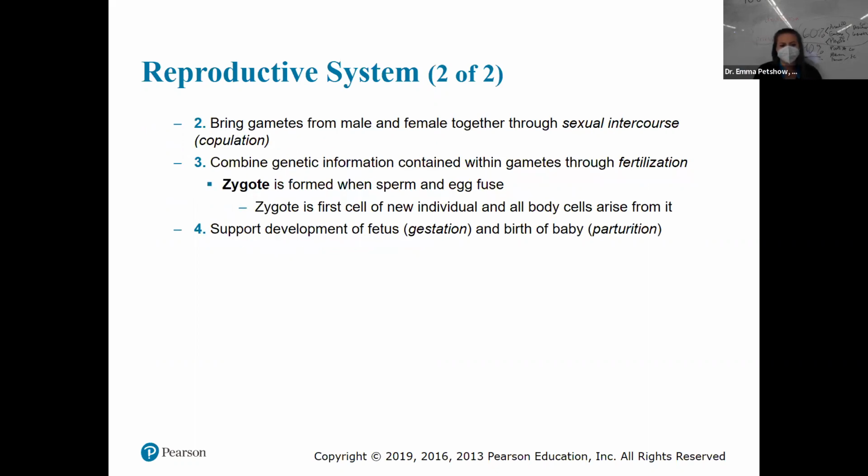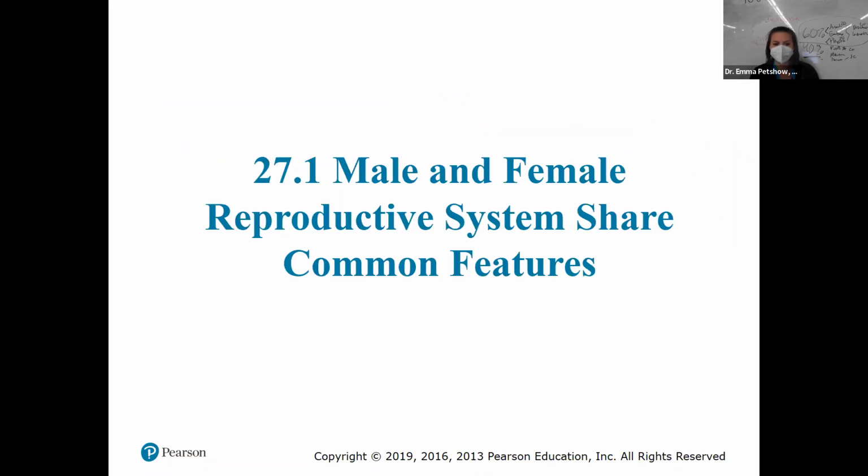Gametes for males and females come together through sexual intercourse or copulation. That's 2 terms they'll use. We combine genetic information then through fertilization, and that's when we get our zygote, when our egg and our sperm fuse. The zygote is that first cell of a new individual, and all body cells arise from it. And we'll talk a little bit about cell division and how that process occurs, just as a reminder for y'all.